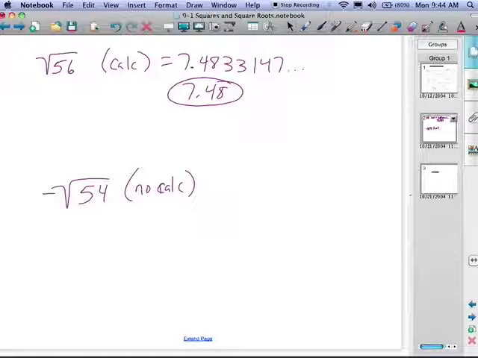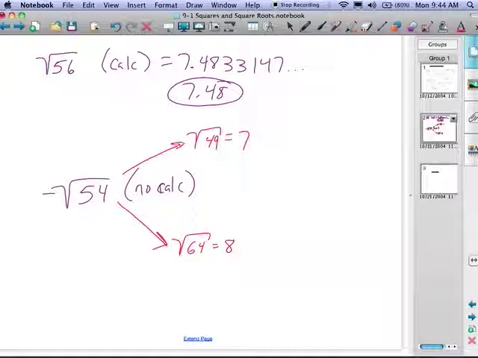Now for the non-calculator problem. We want the negative of the square root of 54. You could type the square root of 54 into a calculator and get an answer, but we need to do this without a calculator. So what we need to do is find the 2 squares that we can find square roots for just below and just above the square root of 54. I know that the square root of 49 is 7, which is just below the square root of 54. And then I also know that 8 squared is going to be 64.